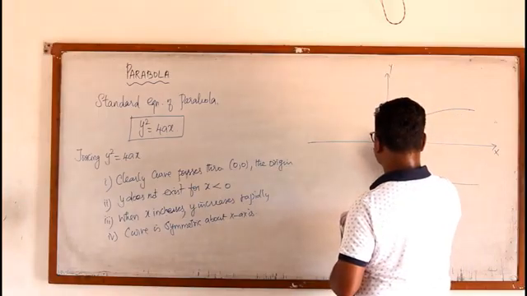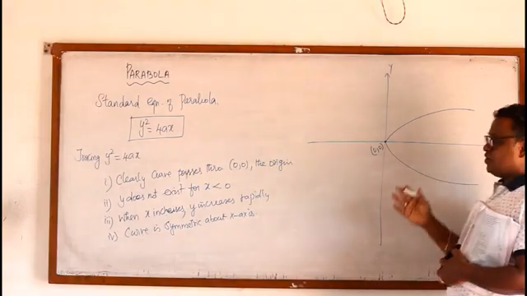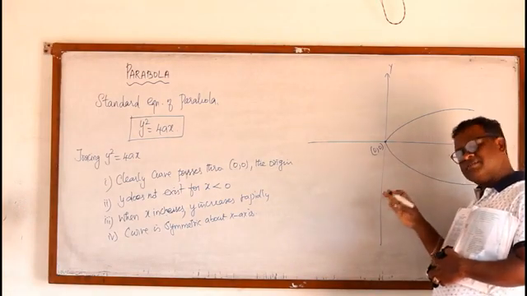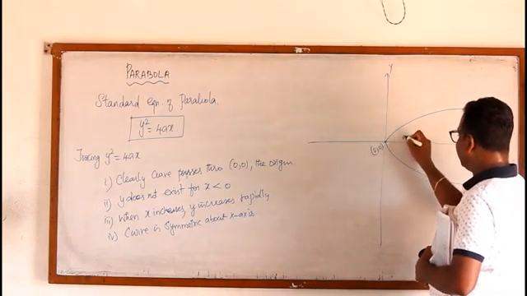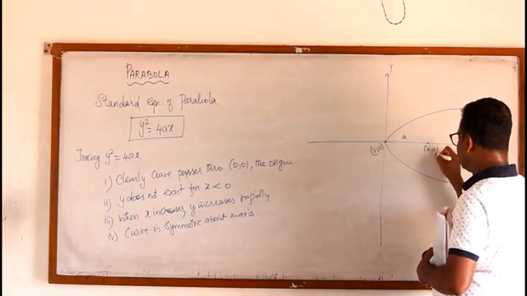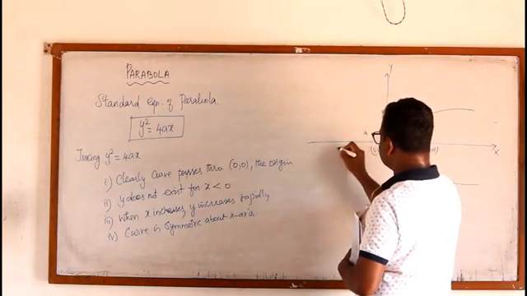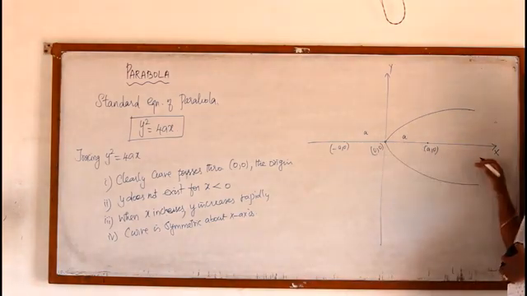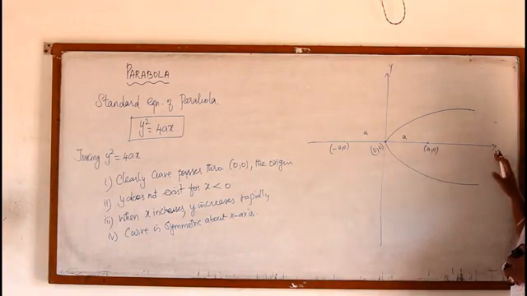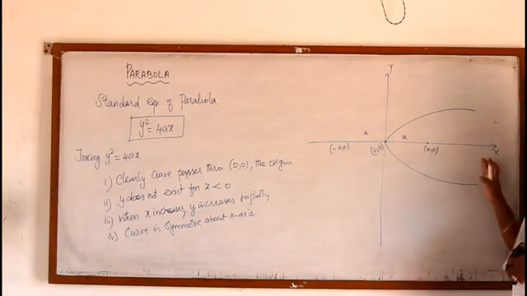Now this is the origin. Now we shall study something about this graph. Suppose I take a point at length a, then this point is a comma 0. Similarly, if I take length a on the other side, this point is minus a comma 0. Now, the curve is symmetric about the x-axis, so the x-axis is called the axis of symmetry, or simply the axis of this parabola.